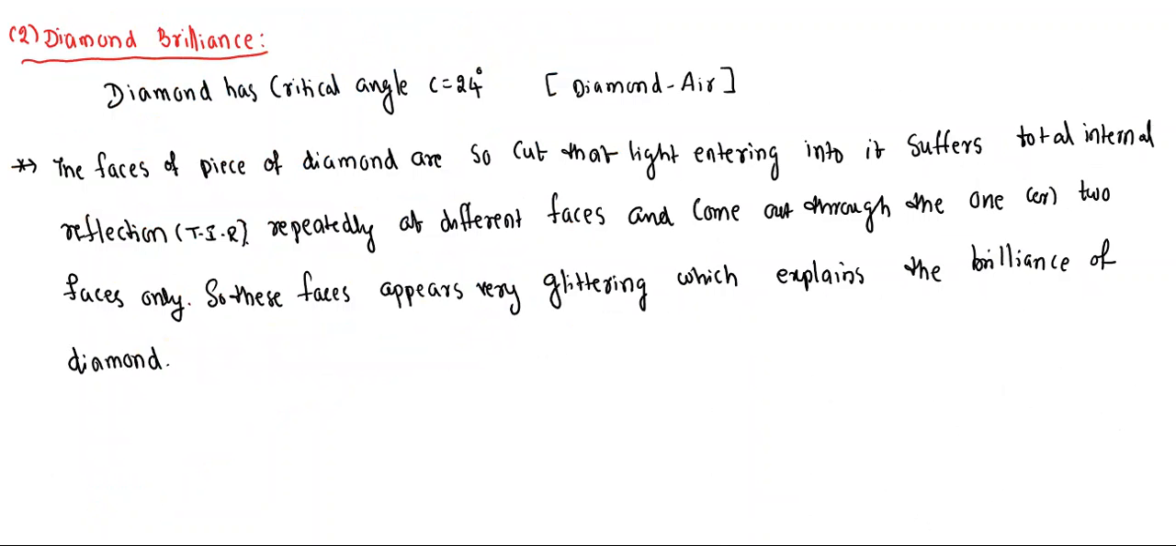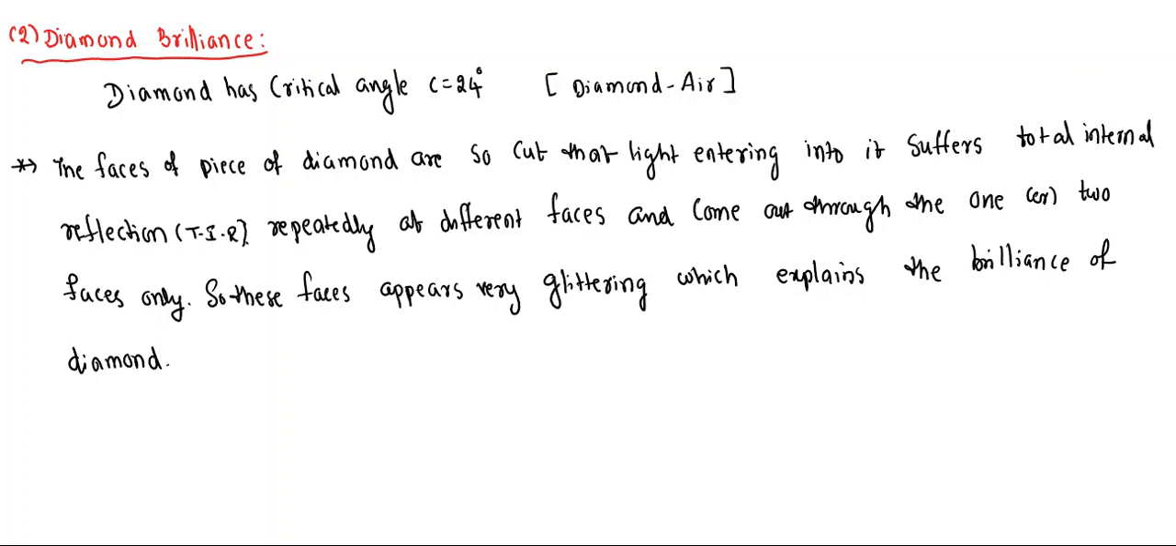Now I am going to start the second application of total internal reflection. That is the diamond sparkle. Right? How does a diamond sparkle? Diamond has a critical angle of 24 degrees. That means the critical angle depends upon the pair of mediums, and the diamond and air combination has a critical angle of 24 degrees. It is very small. That's why there is a good chance of total internal reflection in the diamond. Total internal reflection occurs easily in the diamond.